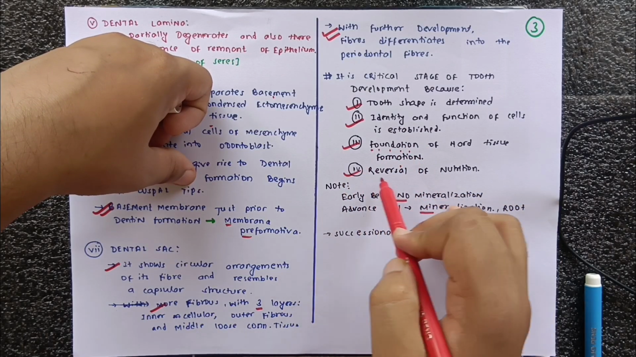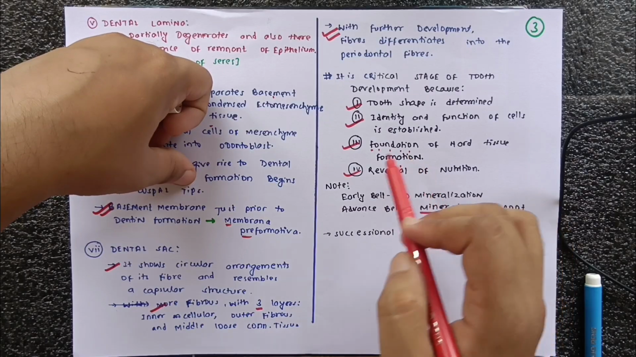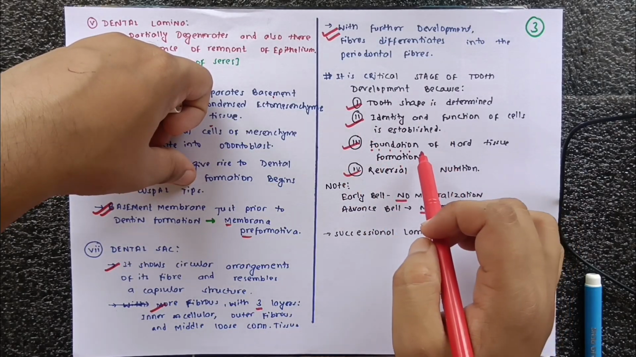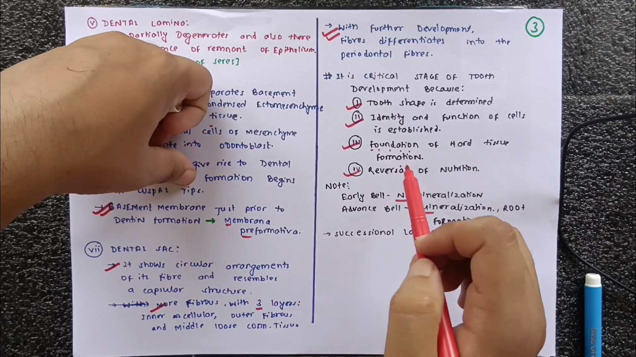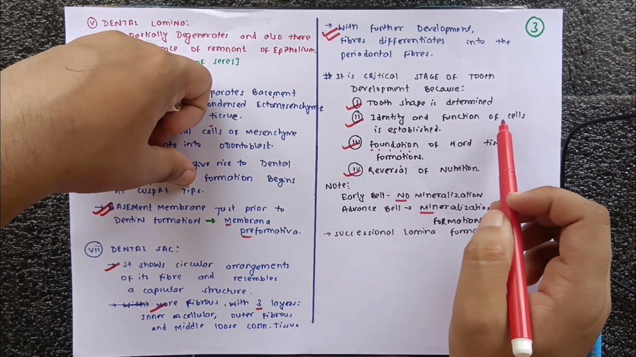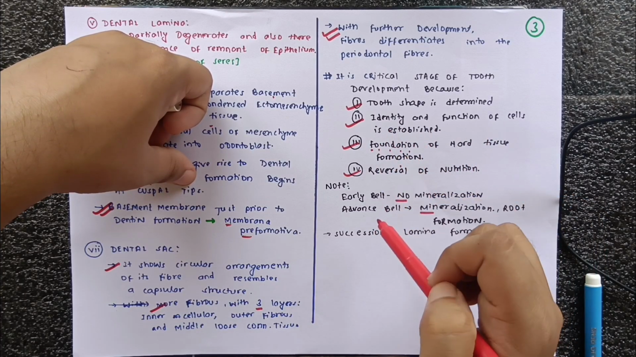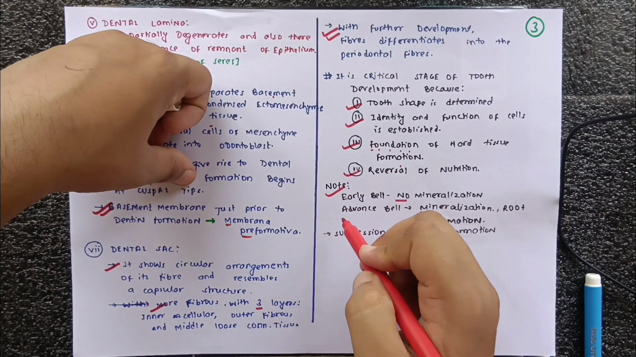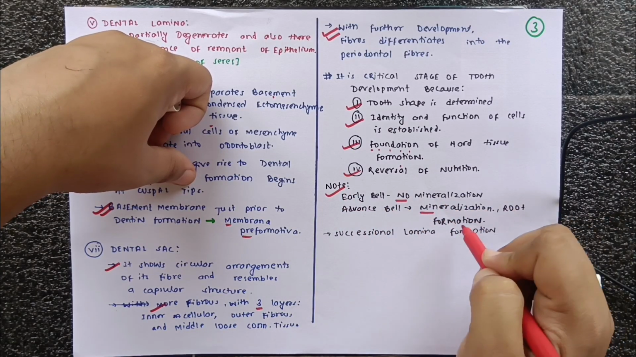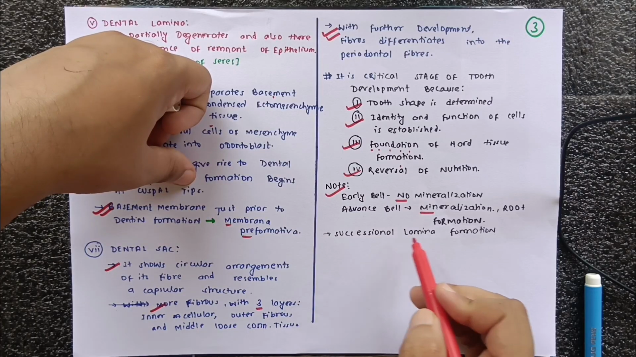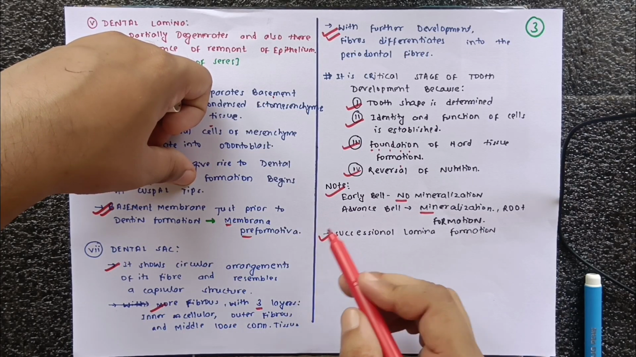And also another point, that is reversal of nutrition, which I have discussed earlier. So just remember all those four points: tooth shape is determined here, reversal of nutrition, foundation of hard tissue formation, and identity and functions of the cell are established in this stage. After that, as I have discussed previously, early bell has no mineralization, advanced bell has mineralization and root formation, and successional lamina formation also takes place in the early bell stage.